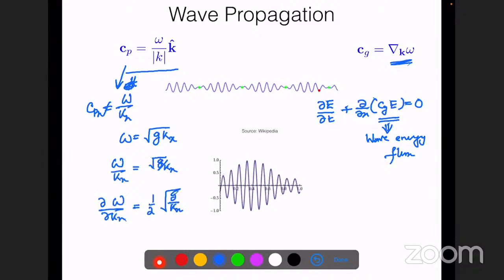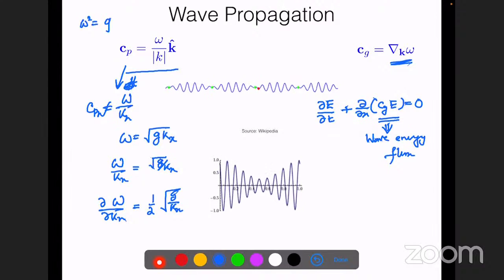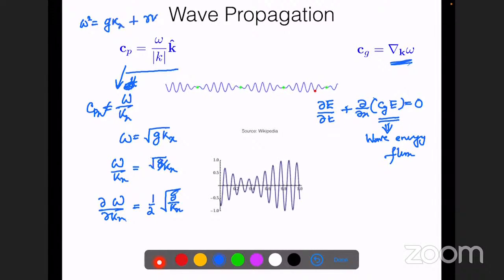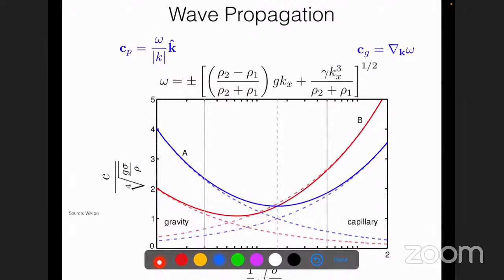Now, if you take the full equation, which was omega squared is equal to g kx plus gamma kx cubed by rho, this is how the phase velocity and the group velocity would actually look. So your blue line is the group velocity. Given a wave number, if you fix a particular wave, in a wave packet, the group velocity is actually deciding the speed with which, so I'm not sure if it was evident in the previous video.